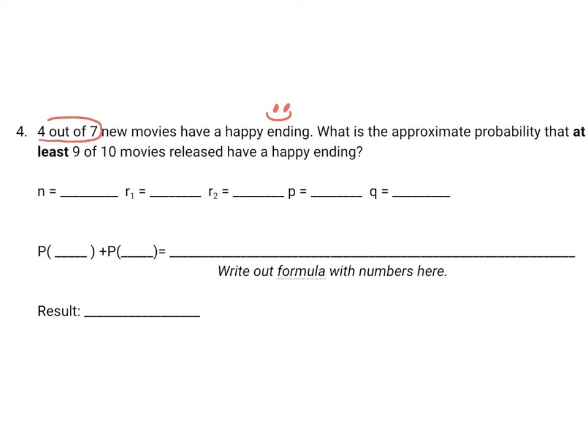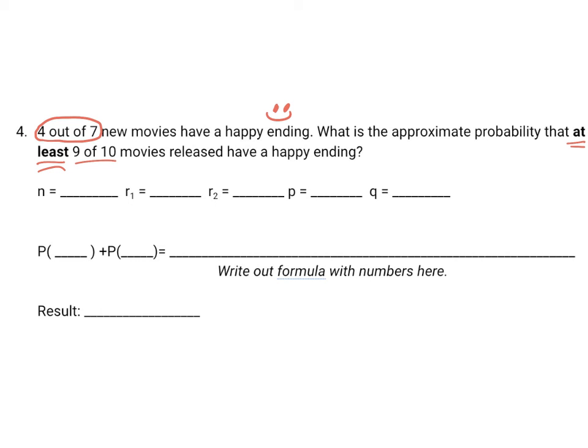4 out of 7. So that's our success probability. What's the approximate probability that at least 9 of the 10 movies released have a happy ending? At least 9 of 10 movies have a happy ending. Okay. So this is an at least, meaning we have to include both the probability for 9 and the probability for 10. Oh, my phone just buzzed. I'm not editing that out of the movie because I'm too lazy.